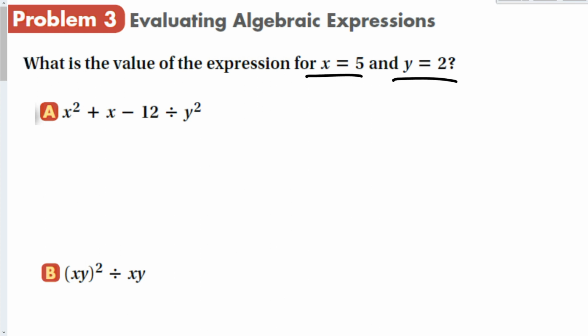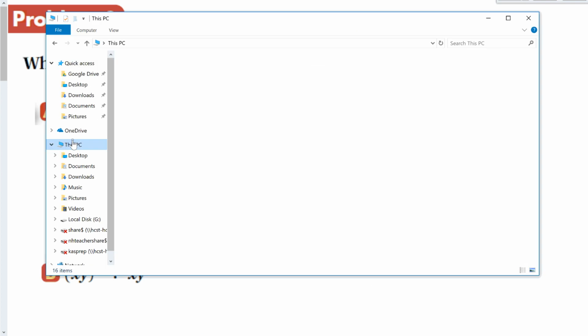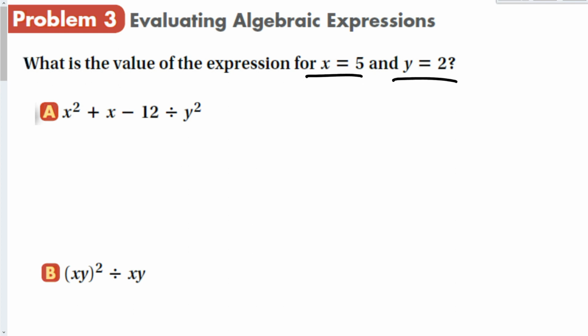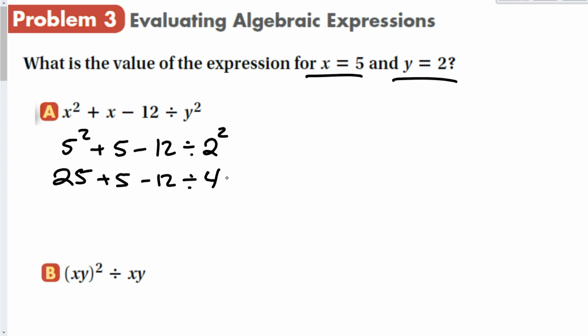Okay, so problem 3 is evaluating algebraic expressions. So what is the value of the expression for x is equal to 5, y is equal to 2? Just replace them. So instead of x, we write 5 squared plus 5 minus 12 divided by, now this is y, so that's 2 squared. Exponents come first. So we got 25 plus 5 minus 12 divided by 4.